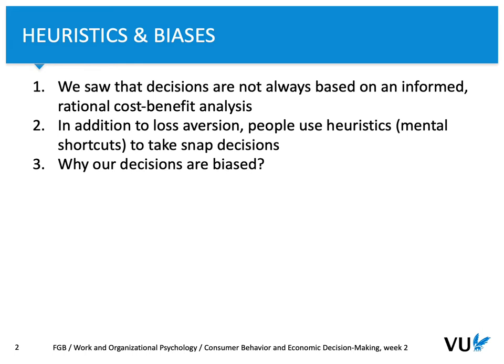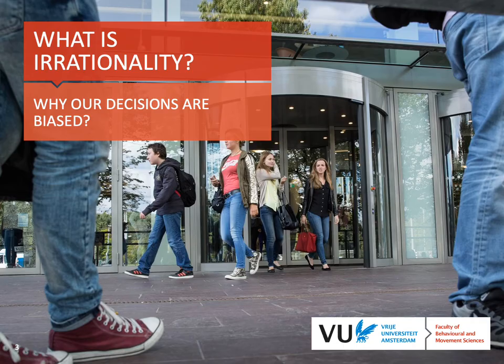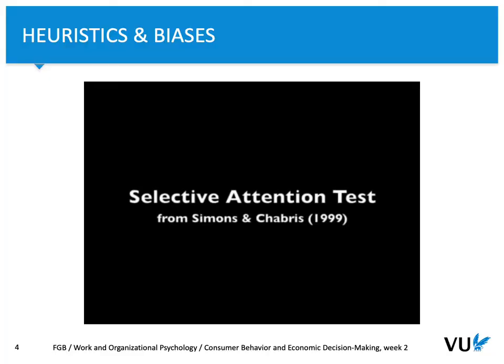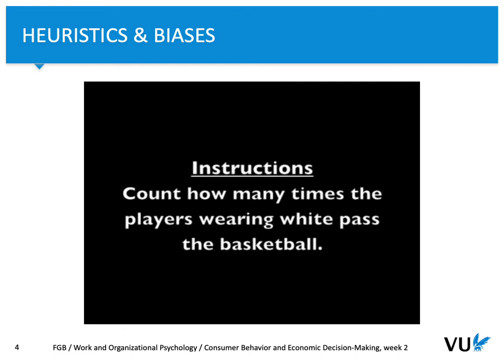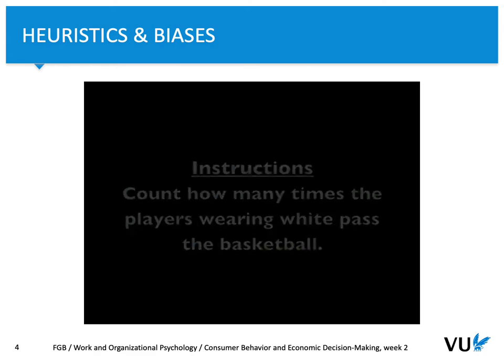Of course, we can ask the question why our decisions are biased, why we are not always able to do a rational cost-benefit analysis. Let's try to answer this question using this simple example. This is a test of selective attention. Count how many times the players wearing white pass the basketball.